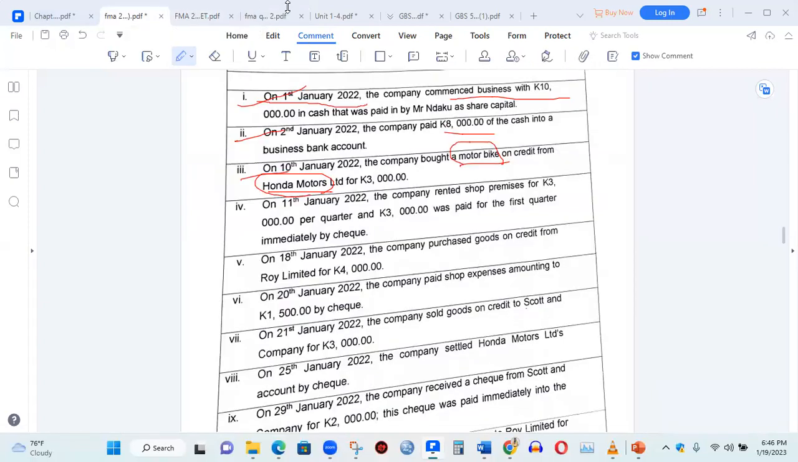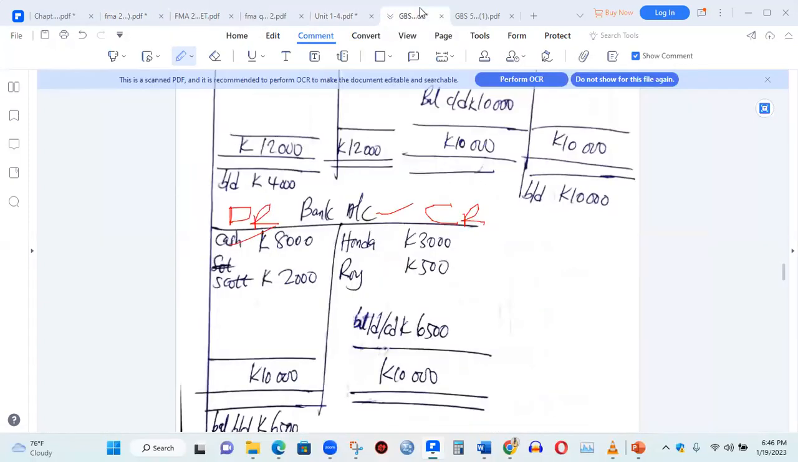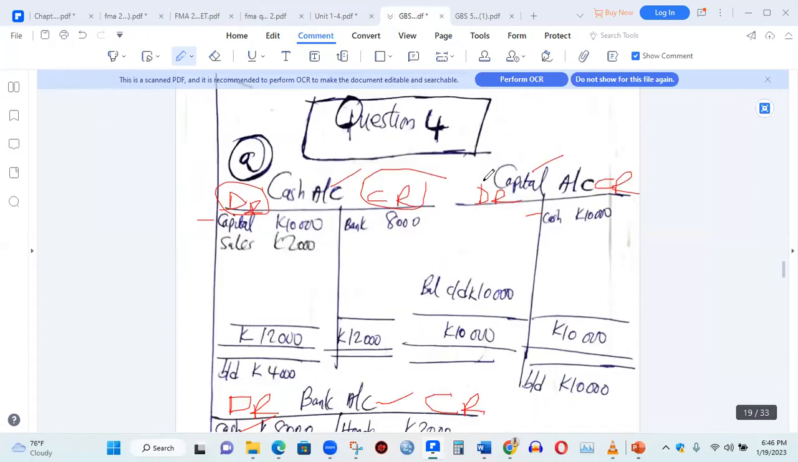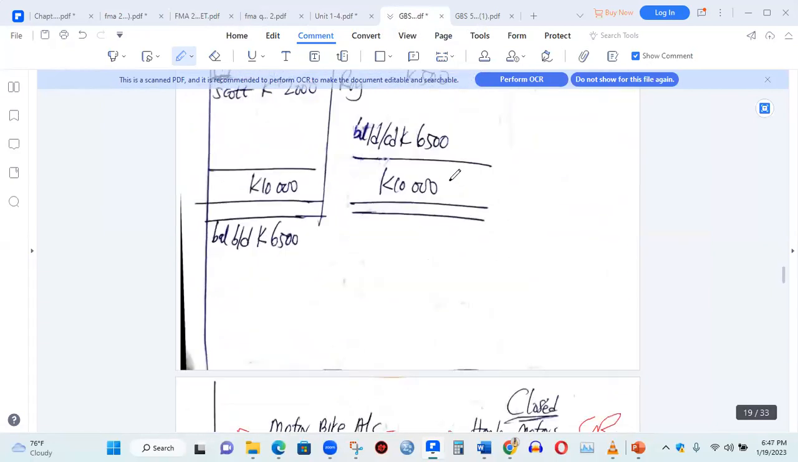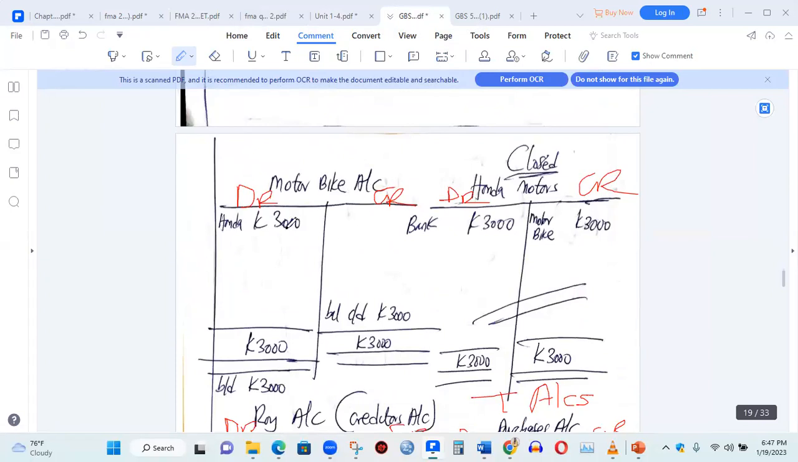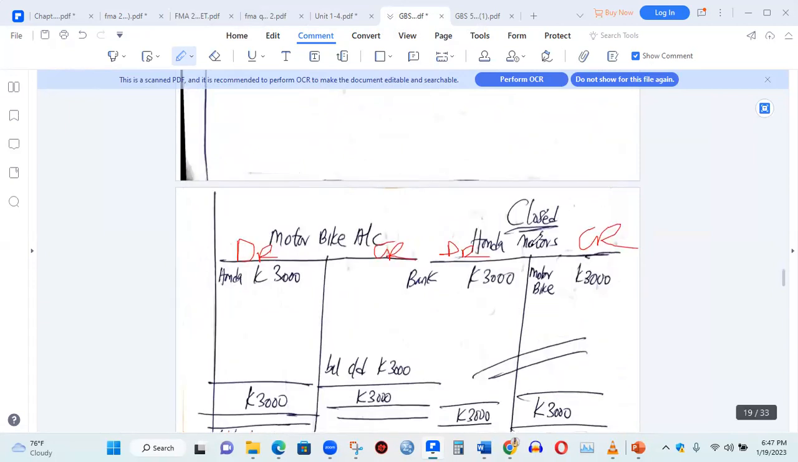So what is giving away? It is a credit. So the motorbike came from Honda, which is 300,000 kwacha. So they bought from the Honda Motors. So here the motorbike, the debit was gaining. Then here the Honda Motors is on the credit, was giving away. So this is just about what goes on as we look at this one.